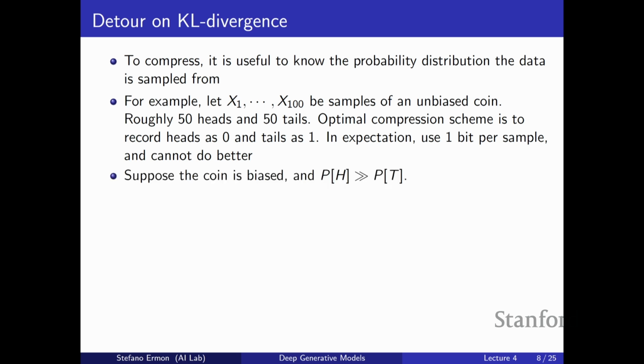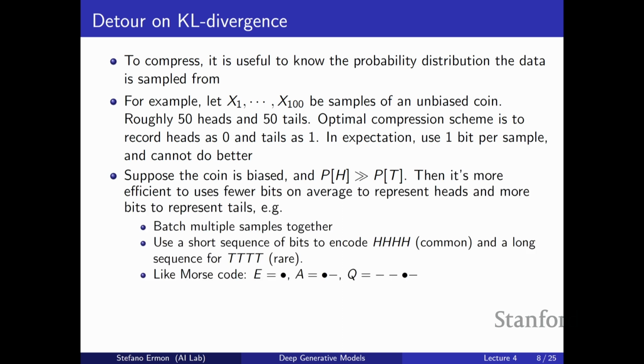But imagine now that the coin is biased. Imagine that heads is much more likely than tails. Then out of these 100 flips, you're expecting to see many more heads than tails. So it might make sense to come up with a compression scheme that assigns short codes to things that you know are going to be much more frequent. You could batch things together, and say sequences like HHHH are going to be much more common than sequences like TTTT. And so you might want to assign a short code to sequences that are going to be frequent, and a long code to sequences that you think are going to be infrequent, and that gives you savings in practice.